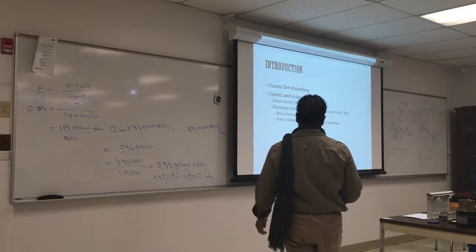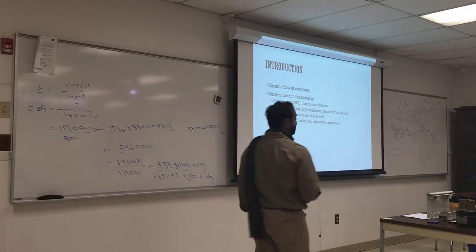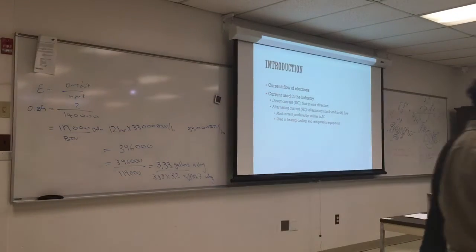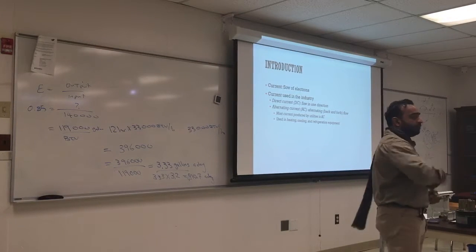So current is the flow of electrons. We have DC and AC. DC is constant. DC, as Tim said, comes from a battery. It's chemical. It comes in only one direction. AC is alternating, so it comes from cyclical motion, like a rotor spinning. The rotor is spinning, so it goes back and forth.